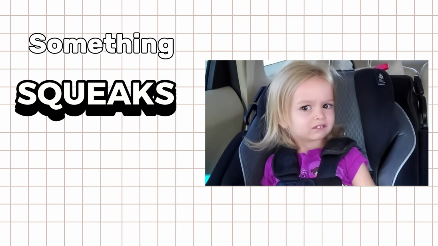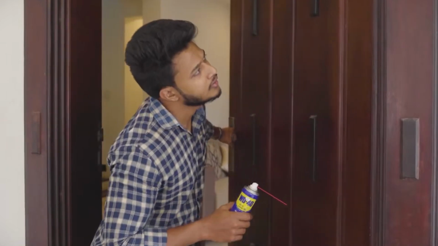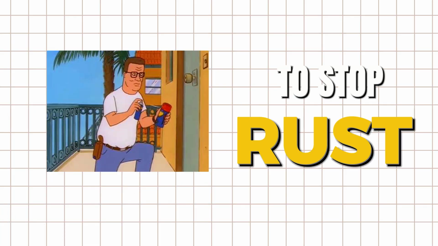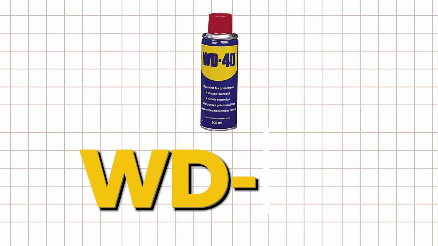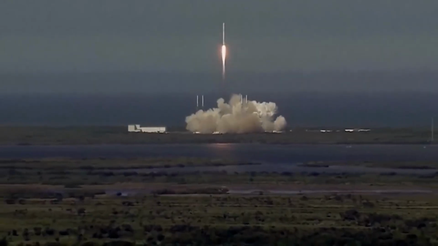Something squeaks in your home, then you find this blue can of spray to silence the squeaky sound. Or maybe you use this blue can to stop rust on steel. But did you know that this blue can of spray, known as WD-40, was originally invented for use on missiles?